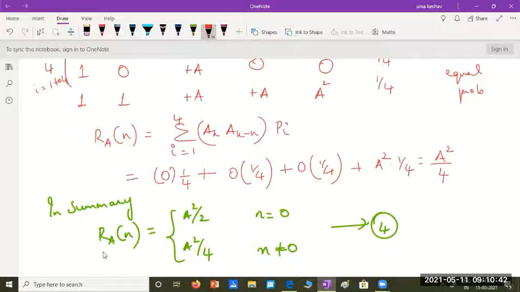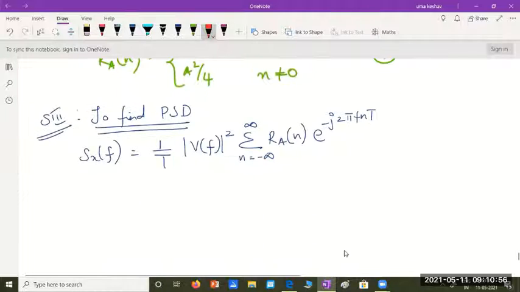So what did we get? RA of N is equal to A square by 2 for N equal to 0 and A square by 4 for N not equal to 0. Okay, so we did this. Next is to find the PSD. So we are trying to find the PSD, using the standard equation for PSD.